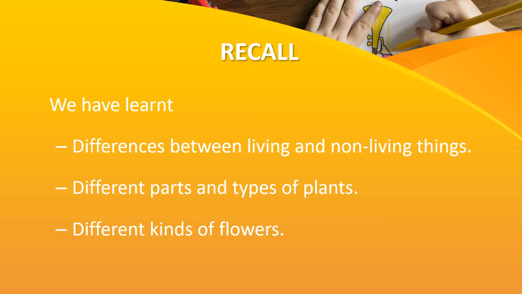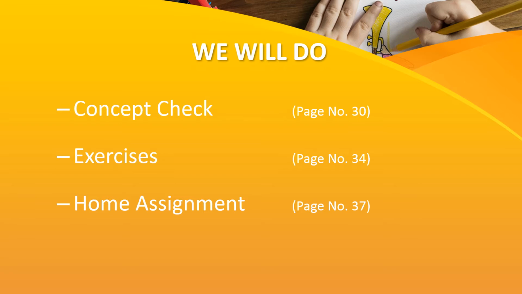In this unit we have learned differences between living and non-living things. What things are different in living and non-living things. We have learned about different parts and different types of plants. Then we have learned about different kinds of flowers. Today we will do the concept check, some of the exercises, and you will be having a home assignment.